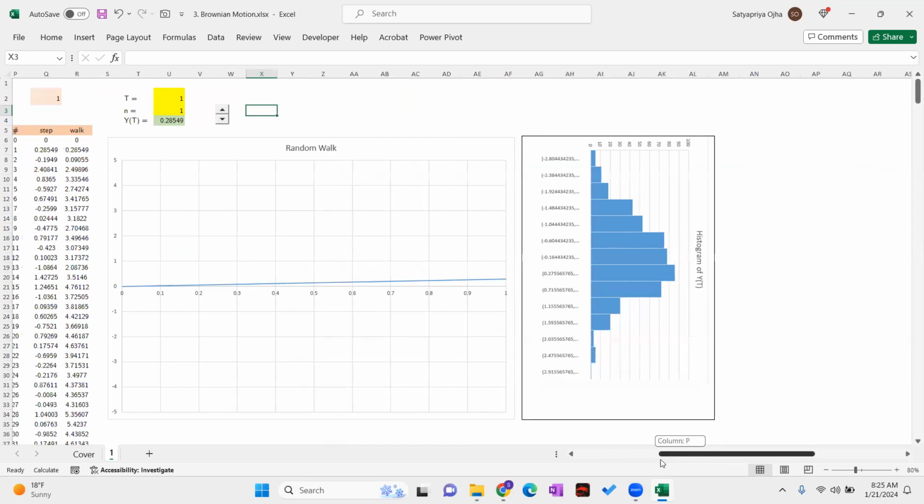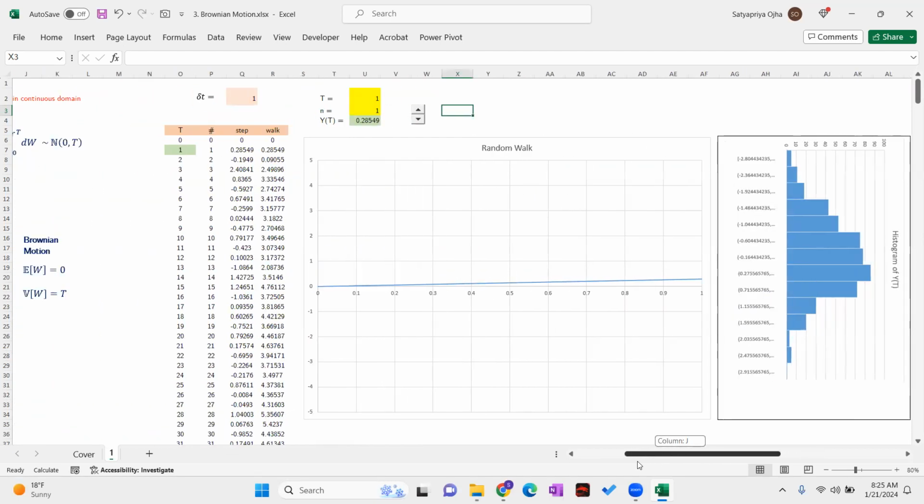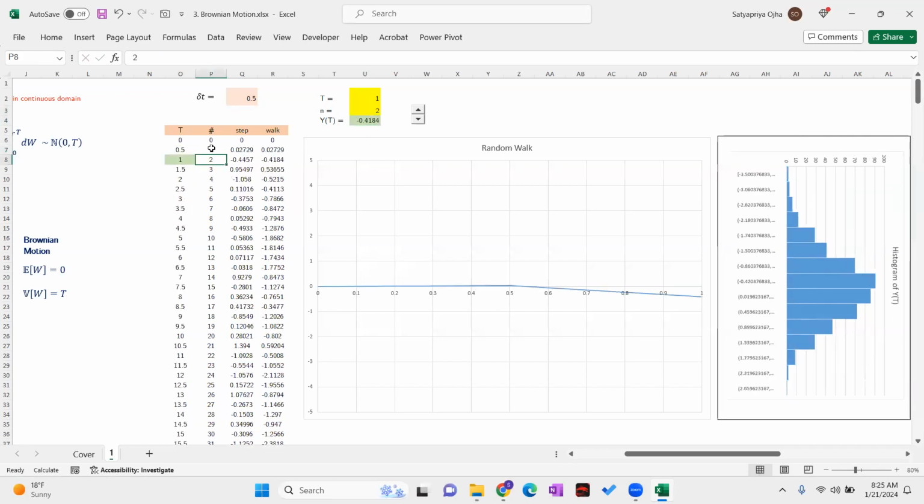Okay. So question, what is column P? Column P is just the number of steps, 0, 1, 2, 3, 4, right? Right now, the step is 1. That means you're taking one step. So after one step, you are getting to that 1 year. If I increase the steps, now after 2 steps, you'll get to 1 year. So every step is like 6 months, right? If I make it 4, then it will be quarterly, right?